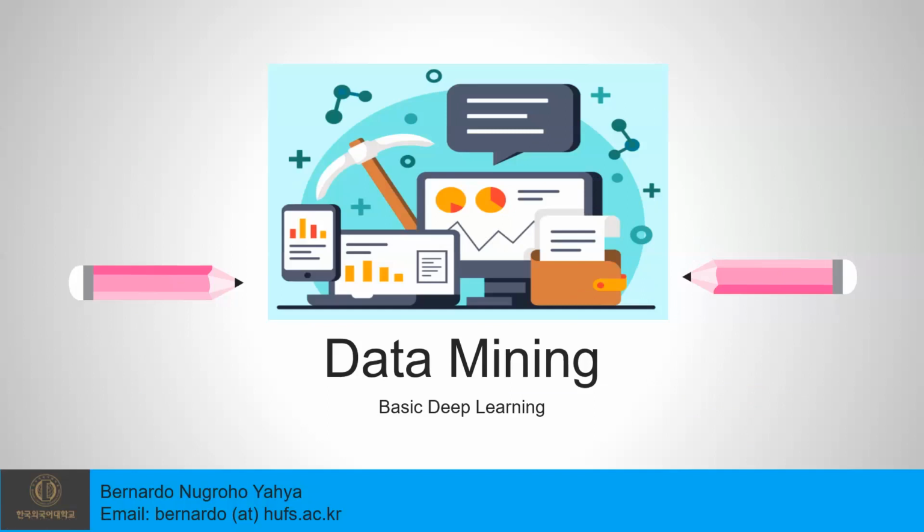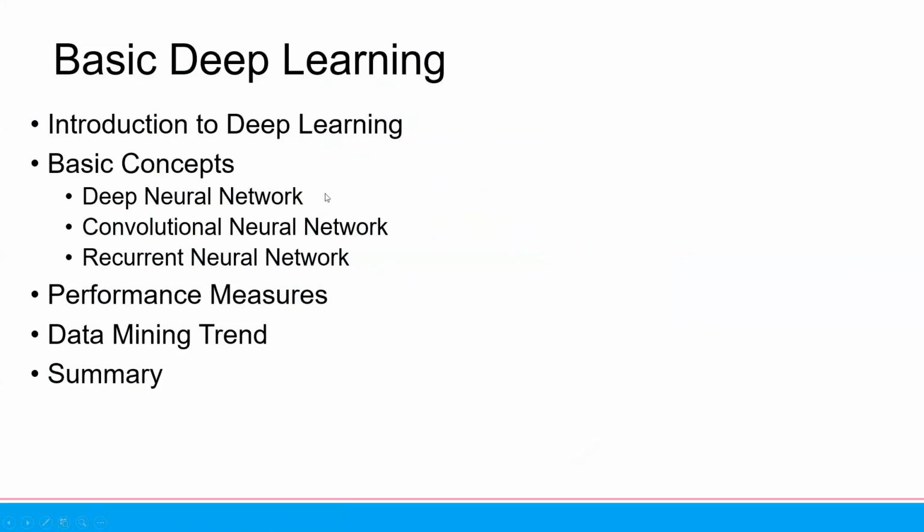I'm not sure if you're going to use deep learning in your team project or not. But in class A, some of them want to apply deep learning. And I think it is good for you to understand the basic concept. So in this lecture, I will just explain basic deep learning. I will introduce what deep learning is and the basic concept about the network. And then what performance measures are usually used in deep learning. And at the end of this slide, we will learn about some trends of data mining.